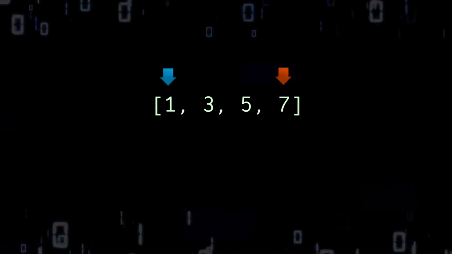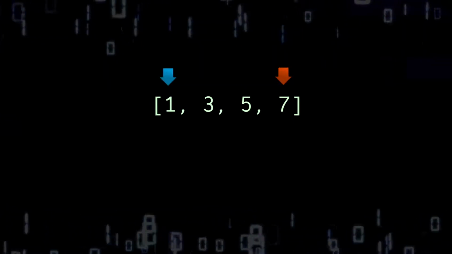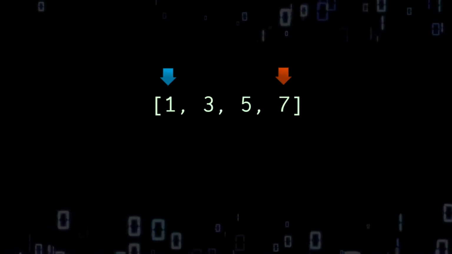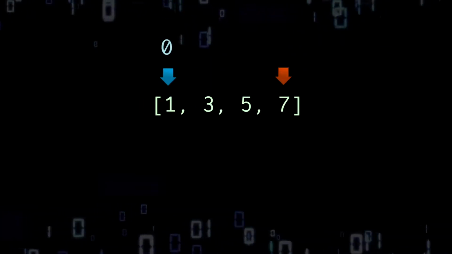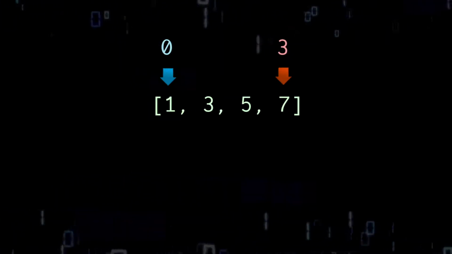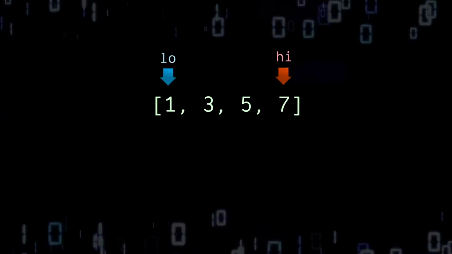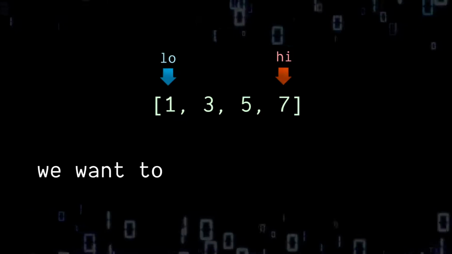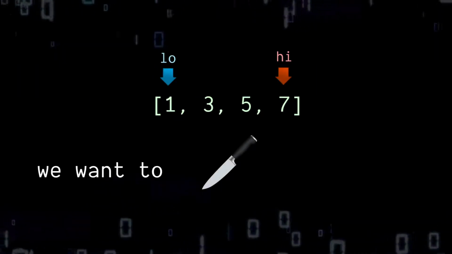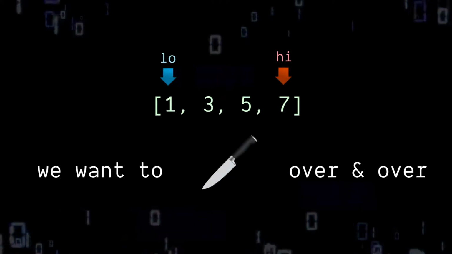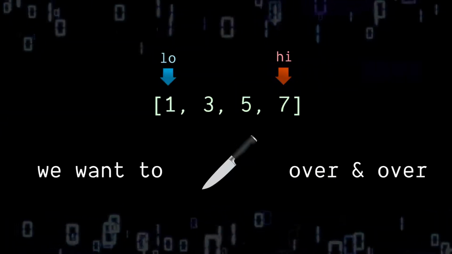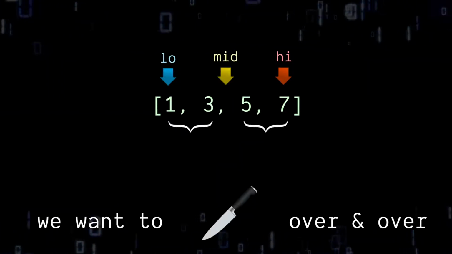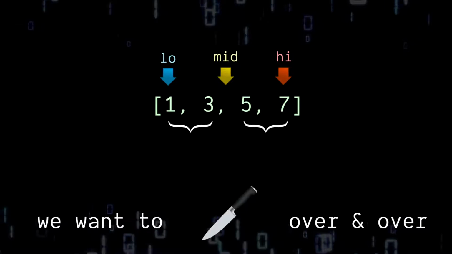We set it up with 2 pointers that represent the ends of our array. Like a loop, these pointers are represented by a numerical index, in this case 0 and 3. We can also call these pointers low and high. Now what we want to do with binary search is cut our array in half over and over again. The way we do that is by looking at the value in the middle and then determining which half the value we're looking for would be in.